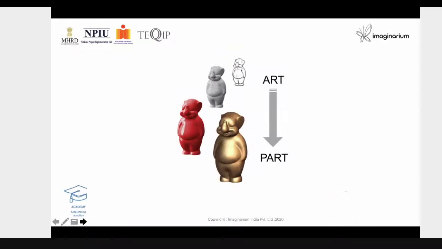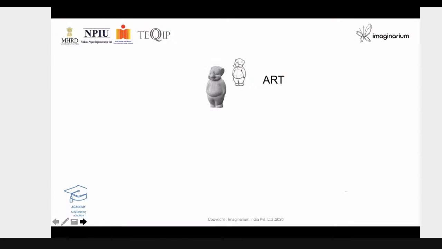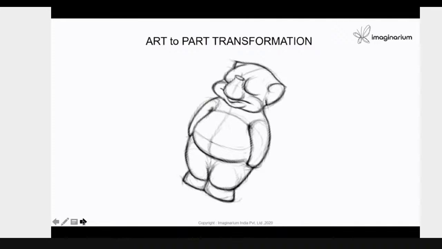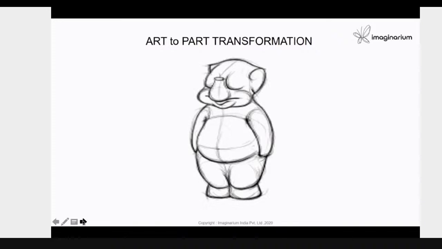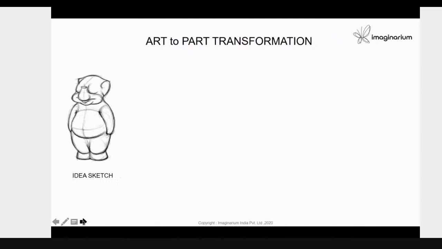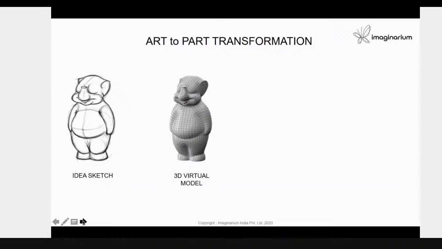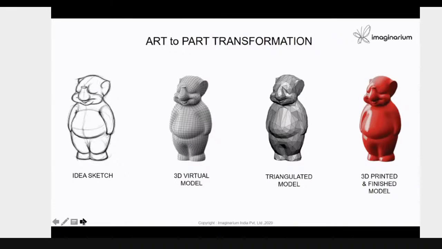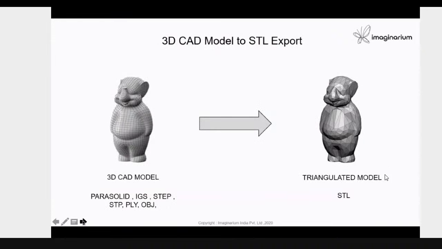What we are talking about is converting CAD to part directly. That's a very important starting point, which we saw yesterday. And in fact, the transformation happens in a very interesting way. The idea or sketch has to be virtually modeled, then it has to be triangulated, and then it has to be given to a 3D printer and printed.